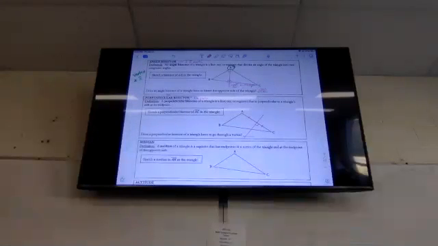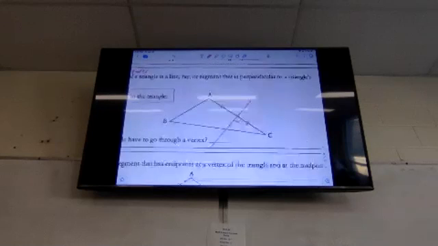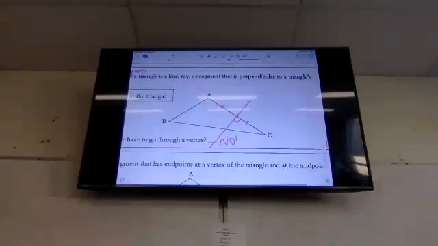Does the perpendicular bisector of a triangle go through a vertex? Not necessarily. It could. It does not have to.